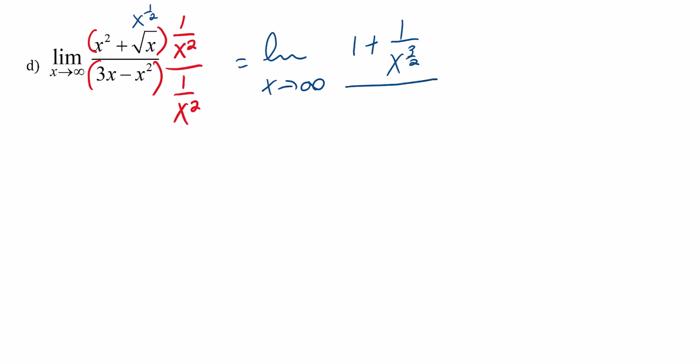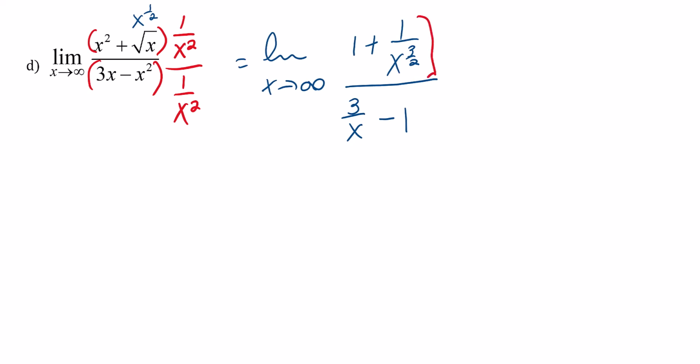Now I'm going to distribute this 1 over x squared in the denominator. The x on top will cancel with one of them on the bottom and leave us 3 over x. And then we have minus, and x squared over x squared is 1. So now we are ready to take the limit as x goes to infinity.